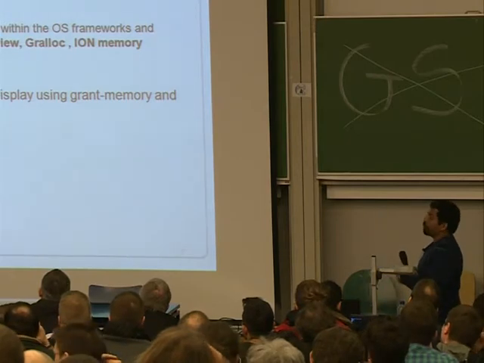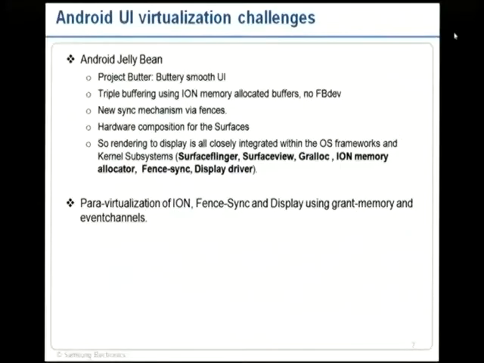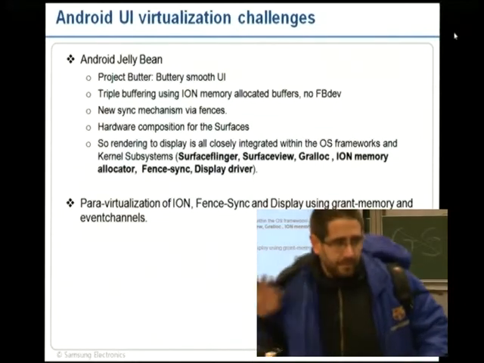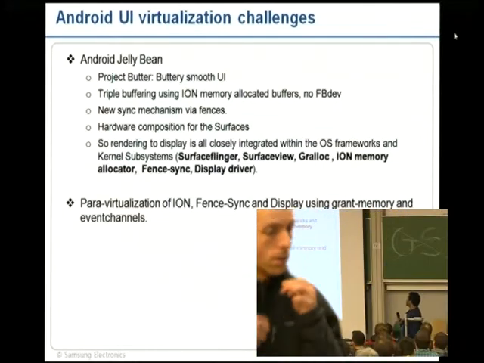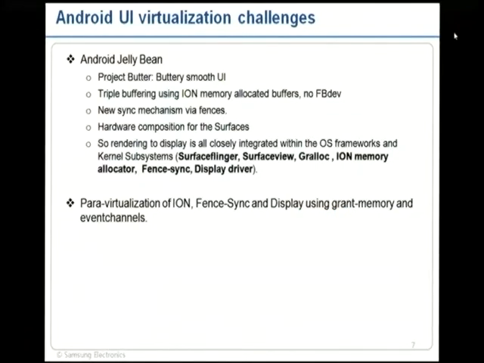So what are the challenges that we faced in getting this solution running? The Android Jelly Bean OS has introduced lots of changes to get a buttery smooth performance. It has introduced triple buffering and has changed the memory allocation schemes. It has introduced new memory allocators. FBDev was removed. They introduced new sync mechanisms so that the buffers are in sync across all the compositors. And they introduced hardware composition to reduce the burden on the GPU. Essentially, everything has been closely integrated. It's no longer limited to one subsystem of the OS. It's a combination of all those things.